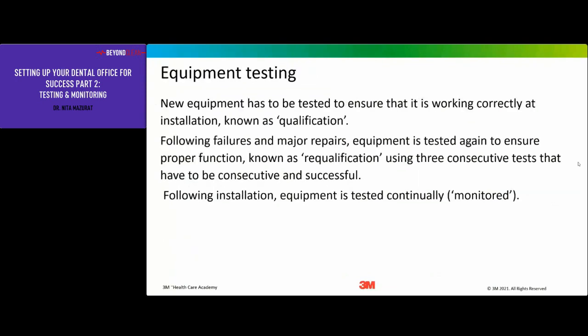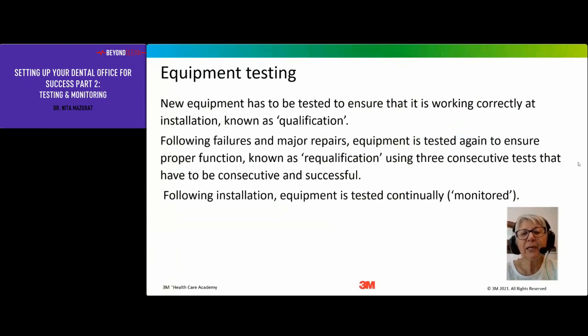New equipment has to be tested to ensure that it is working correctly at installation, known as qualification. Following failures and major repairs, equipment is tested again to ensure proper function, known as requalification, using 3 consecutive successful tests. Have to be consecutive and successful. I know I'm a broken record. There's a reason for that. I want that to stick in your head.